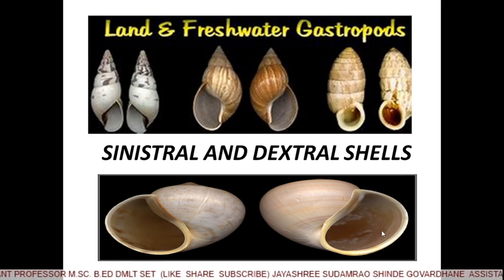If the shell of Pila is viewed from the ventral side with the peristome facing the observer, if the mouth lies to the right of the columella and if the shell is coiled spirally clockwise, such a shell is called a right-handed or dextral shell. In this figure, this is dextral, this is dextral, this is dextral.